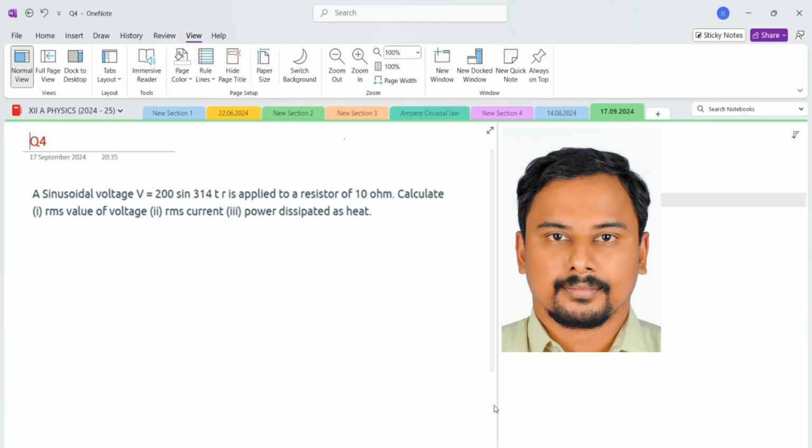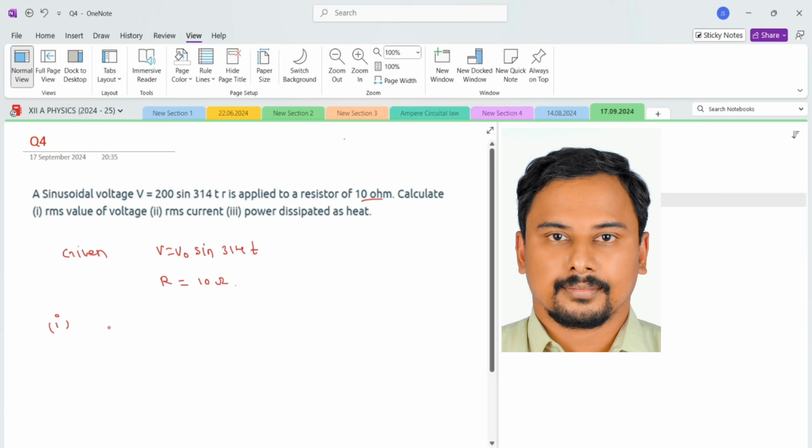Next, we are going to discuss question number 4. A sinusoidal voltage V equal to 200 sin 314t is applied to a resistor of 10 ohms. Calculate the RMS value of voltage. First, write what is given in the question. Given V is equal to V naught sin 314t, and the resistance R is given as 10 ohms. So only these two things are given.